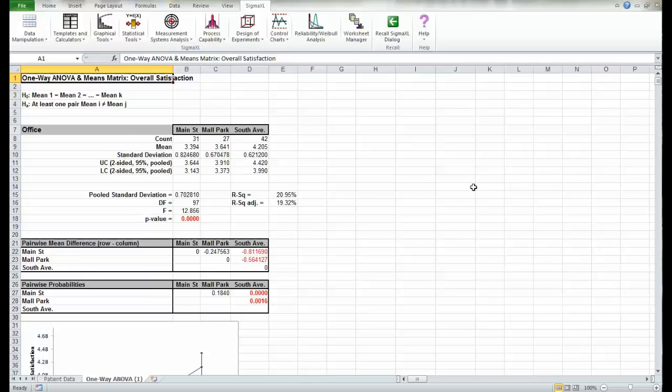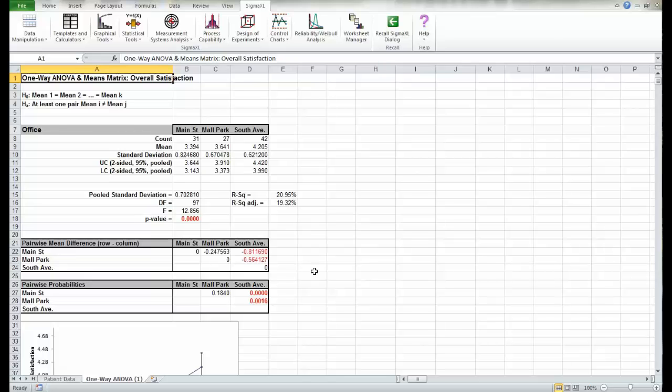The first thing you want to look for, as in all other statistical tests, is the overall p-value. And you can see right here that the p-value is 0. P is low, the null must go. The null was that all offices have the same average satisfaction scores. This is telling you there would be a 0% chance of being wrong if you rejected that null hypothesis. Therefore, at least one of these guys is different.